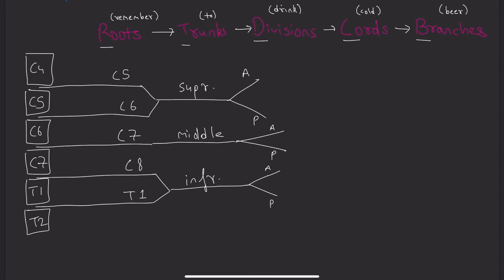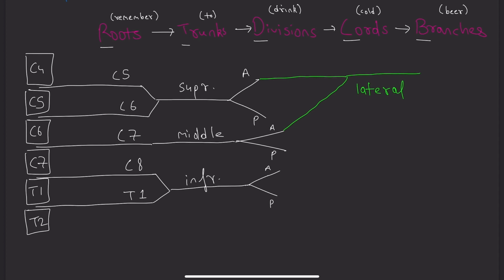So keeping this in mind, we'll see that the anterior division of the superior trunk and the anterior division of the middle trunk combine to form a cord. Now this cord is formed by the combination of two divisions. So which one will it be? It will be the lateral cord.